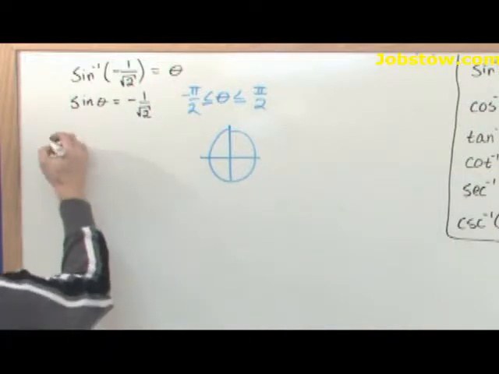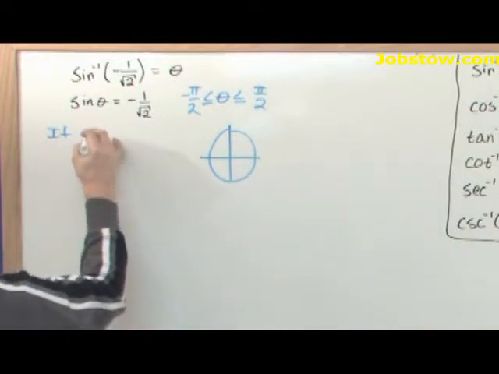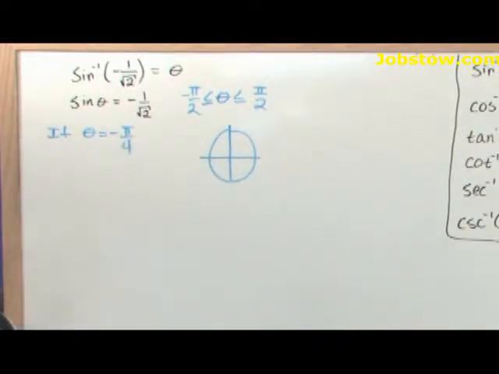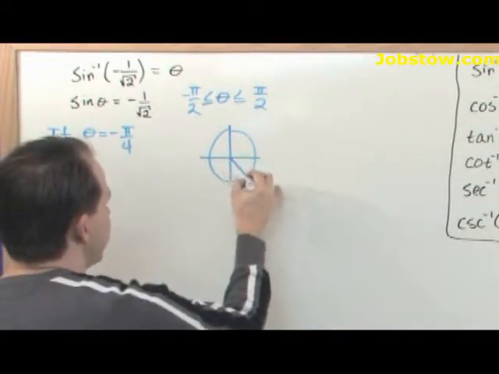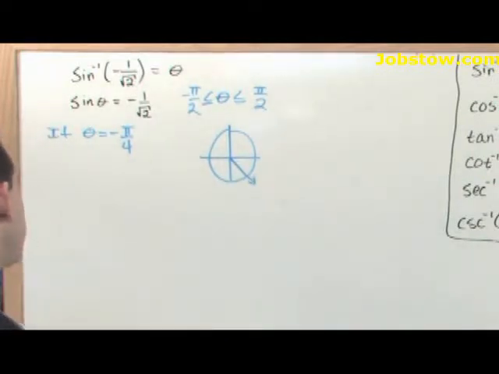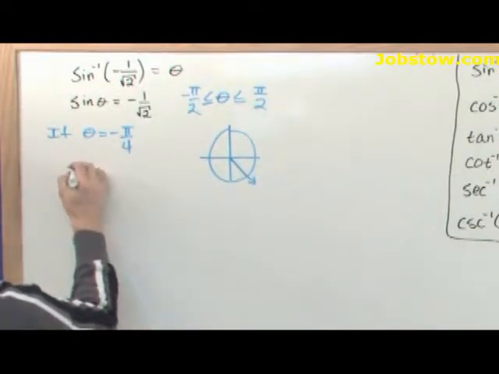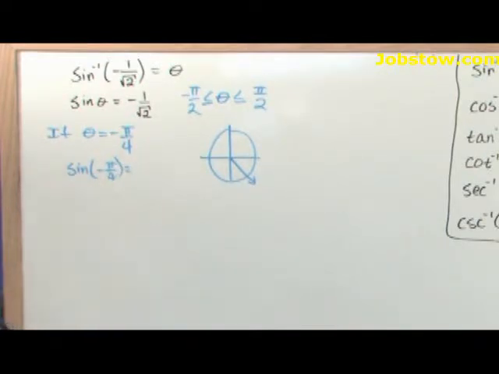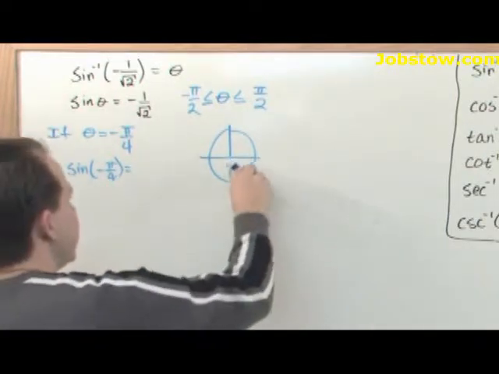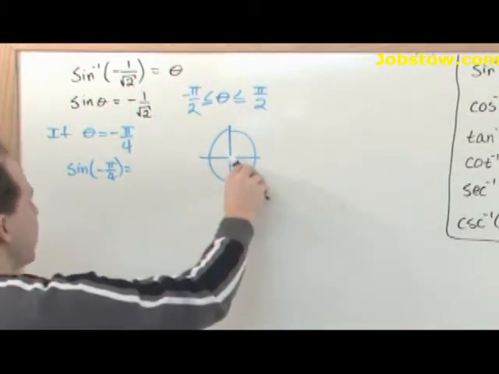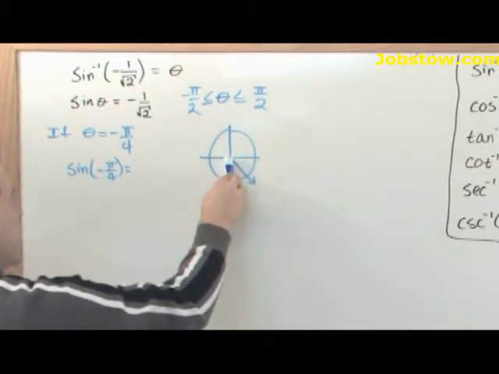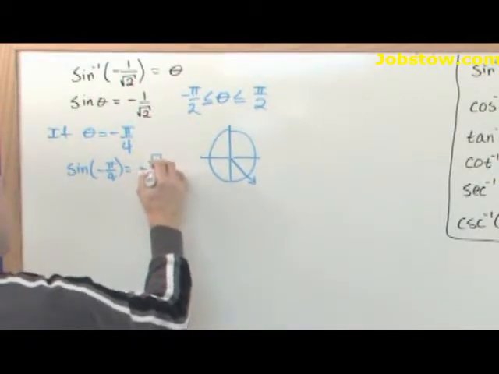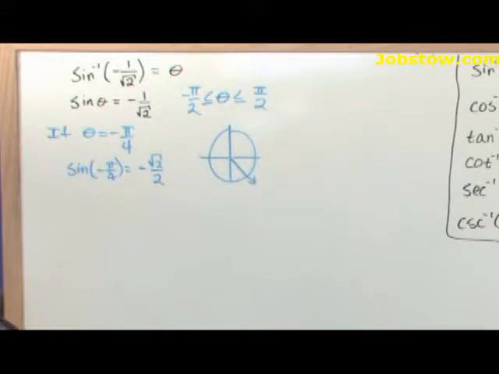So if I pick an angle of, let's say, negative pi over 4, which would be down here at negative 45 degrees, what would happen? Well, the sine of negative pi divided by 4, at negative 45 degrees, the projection along the y-axis is negative down here, so it's going to be negative square root of 2 over 2. Negative square root of 2 over 2.